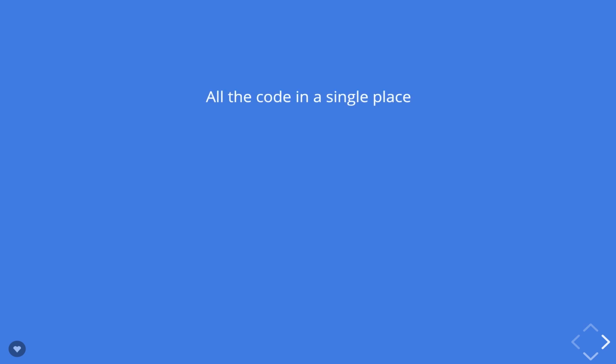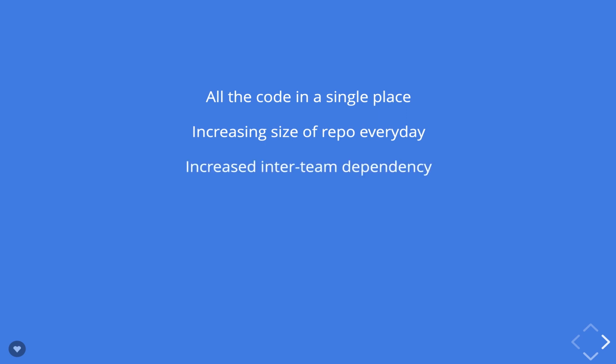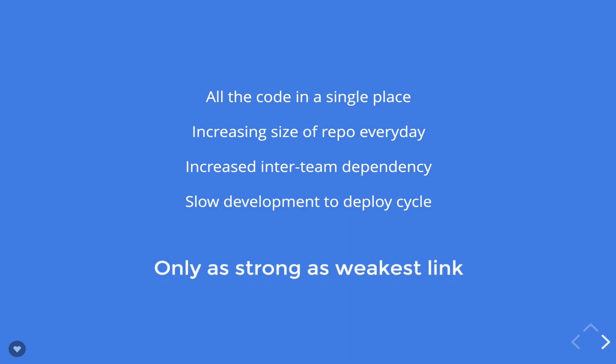All code in a single place. With each feature, the code size increases, the code complexity increases, the maintenance cost increases. And as teams are working on the same code, the interdependencies of the teams increase, the friction increases. Eventually, as a result of these, the development to deploy cycle slows down. Moreover, the whole system is as strong as the weakest link. If one team breaks anything, the other teams are blocked too. No deployment can be done until the breakage is fixed.